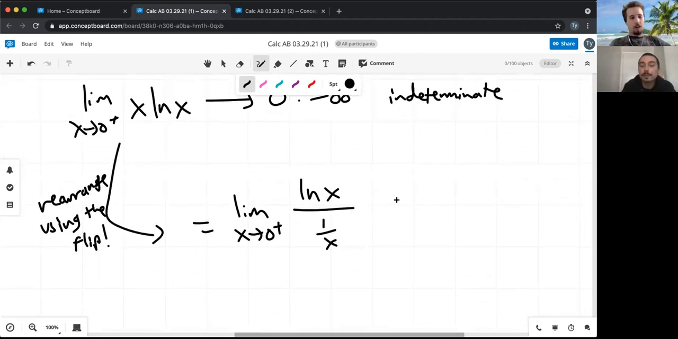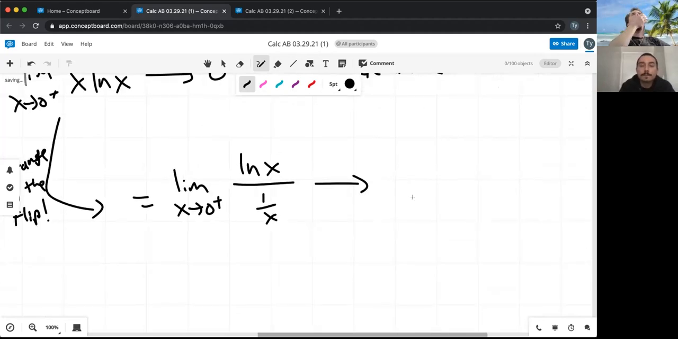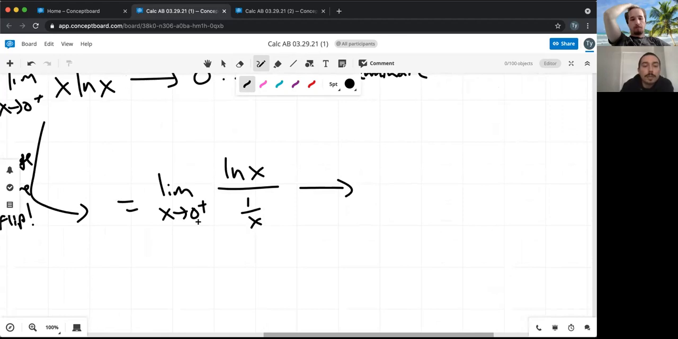Now when we plug stuff in, we get negative infinity still when we plug in 0. And we get 1 over 0. 1 over 0.